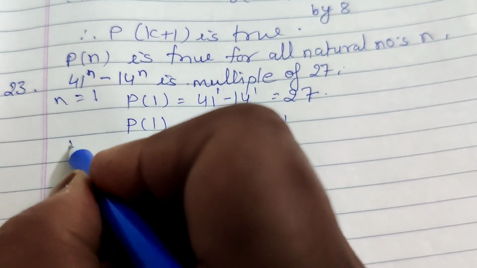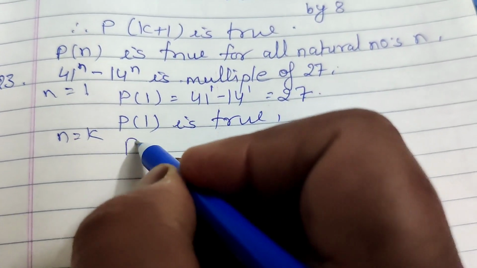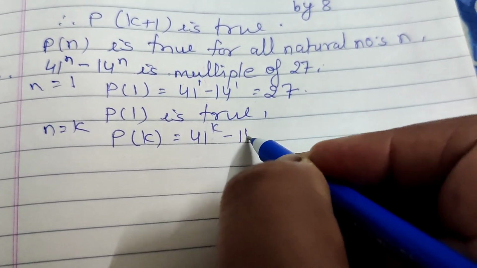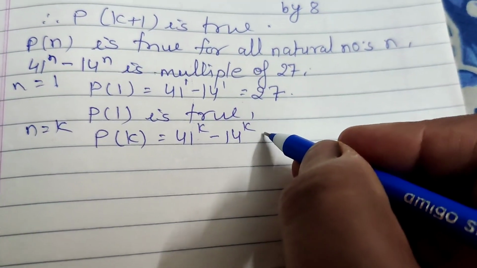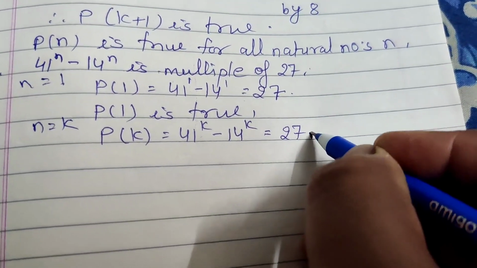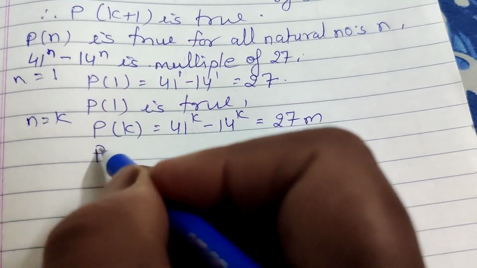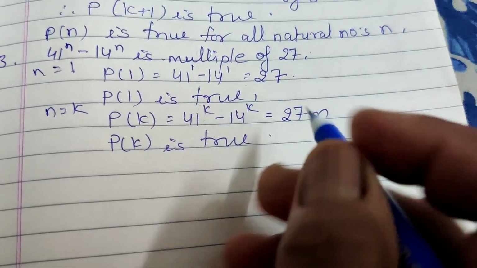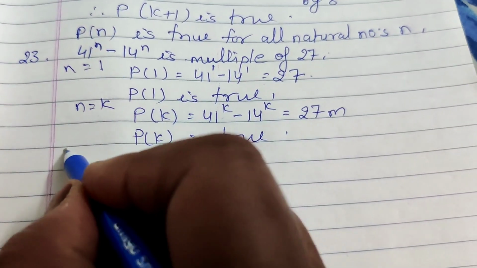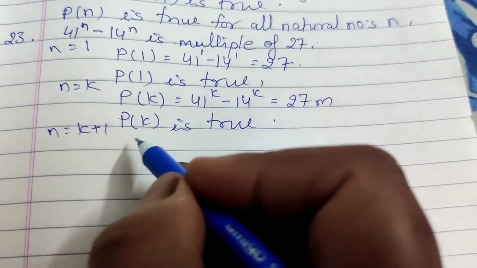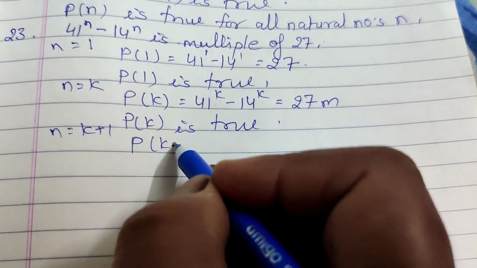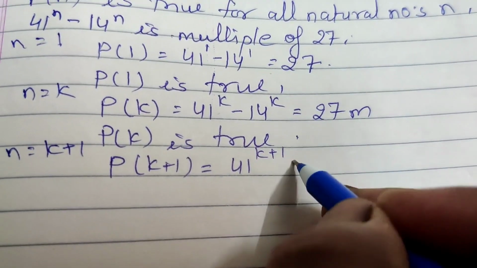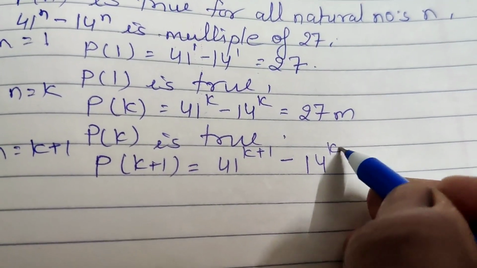Now for k, 41 raised to power k minus 14 raised to power k is a multiple of 27. It means pk is true. And the third point is n equal to k plus 1. Just put n equal to k plus 1: 41 raised to power k plus 1 minus 14 raised to power k plus 1.